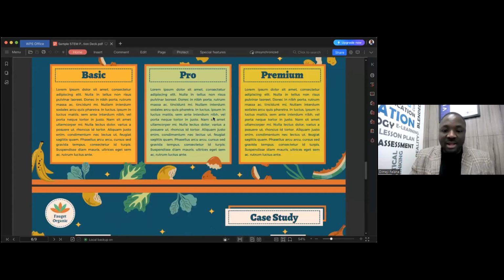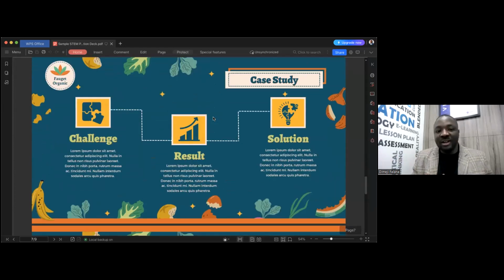So the next one is the case study. The case study is about how we can apply your solution. For instance, someone that has built a wind vane to generate electricity, you need to write the case study around the challenge, the results, the solution. In a farm of 30 acres, they don't have electricity, that's a challenge. Then we've been able to implement a wind vane to generate electricity to power the machines in the farm. And then the solution is that they are now able to achieve mechanized agriculture.